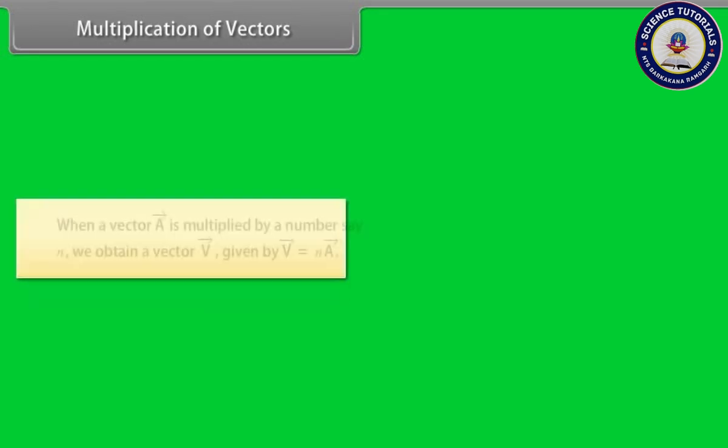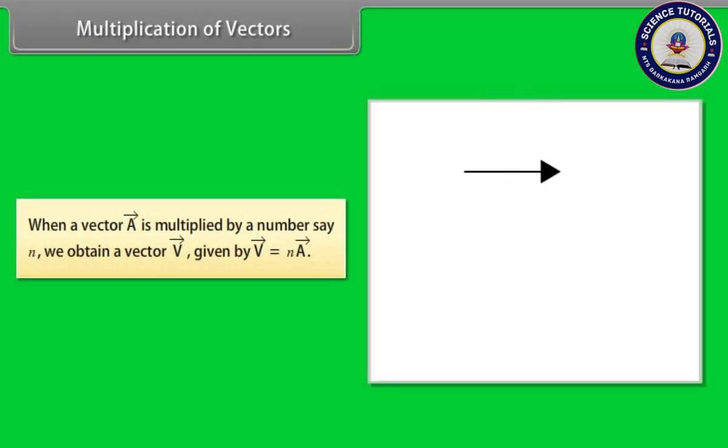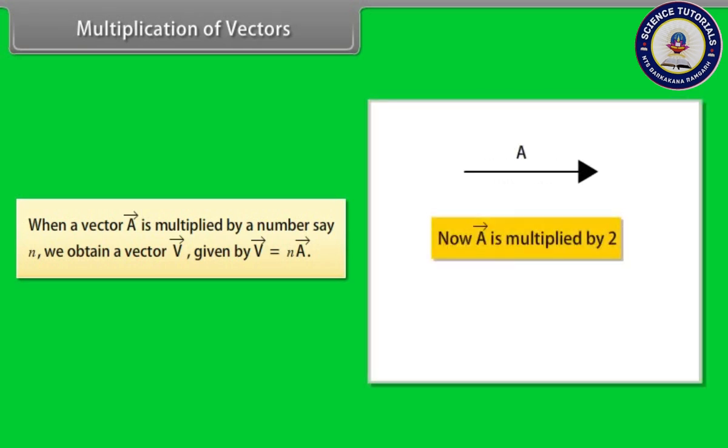Multiplication of vectors. When a vector A is multiplied by a number say n, we obtain a vector V given by V vector is equal to n into A vector. Let's take an example. If a vector A is multiplied by 2, the resultant vector 2A is in the same direction as A vector and has a magnitude twice of A vector.